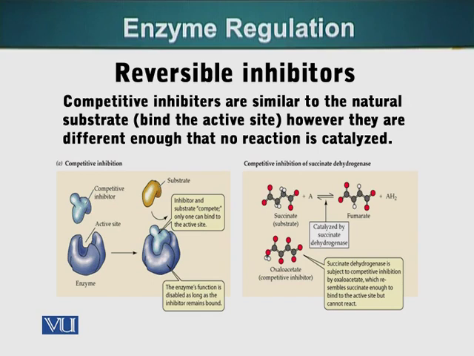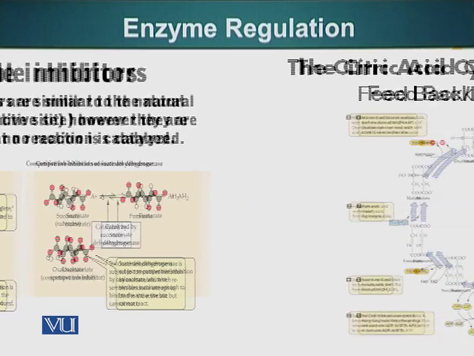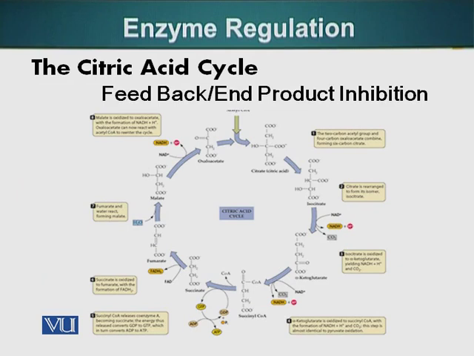The example here is succinate getting converted into fumarate, which is catalyzed by succinate dehydrogenase. This enzyme, succinate dehydrogenase, is inhibited by oxaloacetate. If we want to understand this, we need to look at our metabolic diagram. This is the Krebs cycle. You will notice on this graph that oxaloacetate is one of the final products of this cycle.